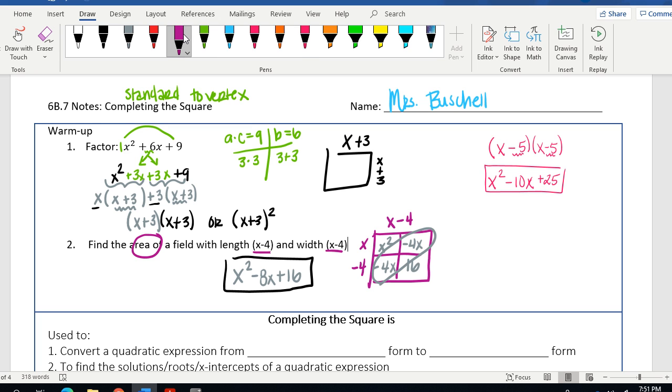So let's try another one. Let's do x plus 1 times x plus 1. My first term is x squared. I'm going to add my two numbers: 1 plus 1 is 2, so that's 2x. And then to find my c term, I multiply: 1 times 1 is 1. So, another perfect square trinomial.